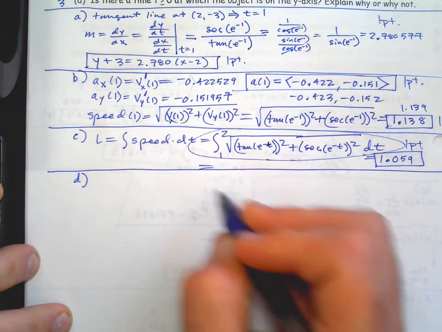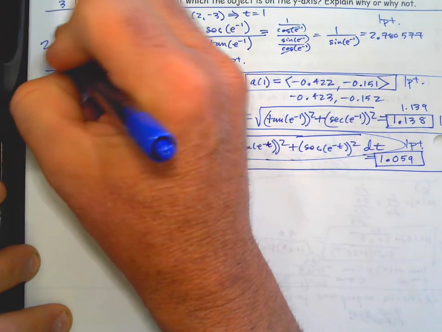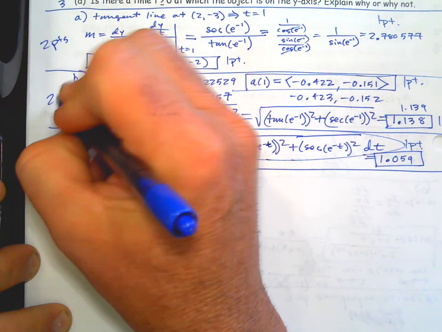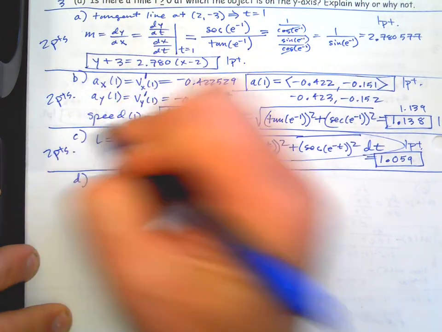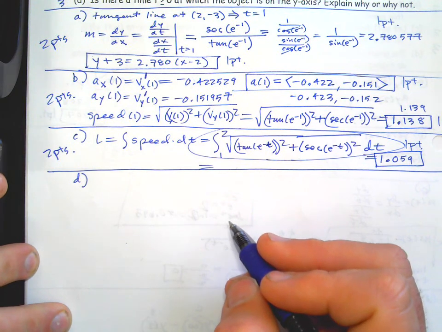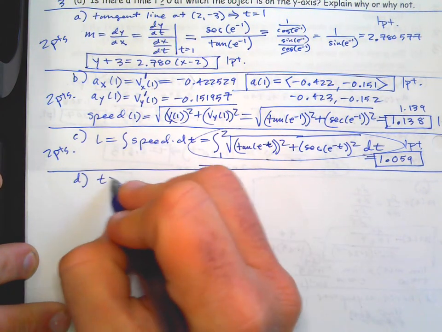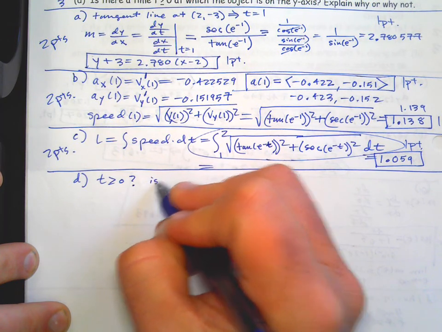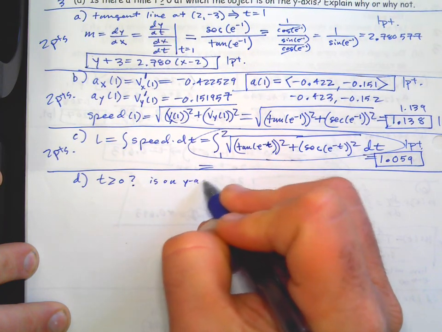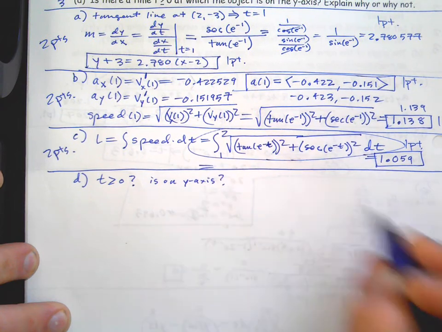D, so far it's been really smooth. We've gotten 6 points pretty easily. That's enough for a 5 in general if you average that. So we have 3 points. Maybe something weird here. Is there a time t greater than 0 where the object is on the y-axis? Explain why or why not.